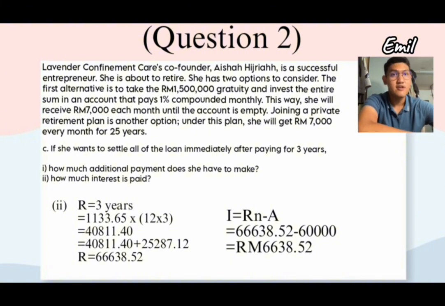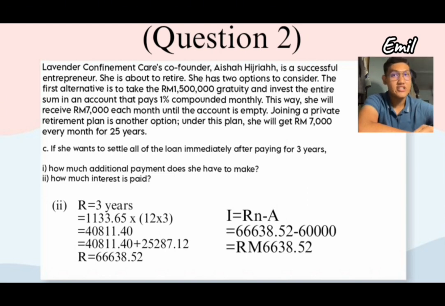Next, how much interest is paid? Okay, first of all, we're going to search for R for 3 years first. So we take 1133.65 times 12 times 3, so we get 40811.40, and that's the amount for 3 years. Then we add what we got just now for the 2 years, 40811.40 plus 25827.12, and then we will get RM66638.52 for the 5 years.